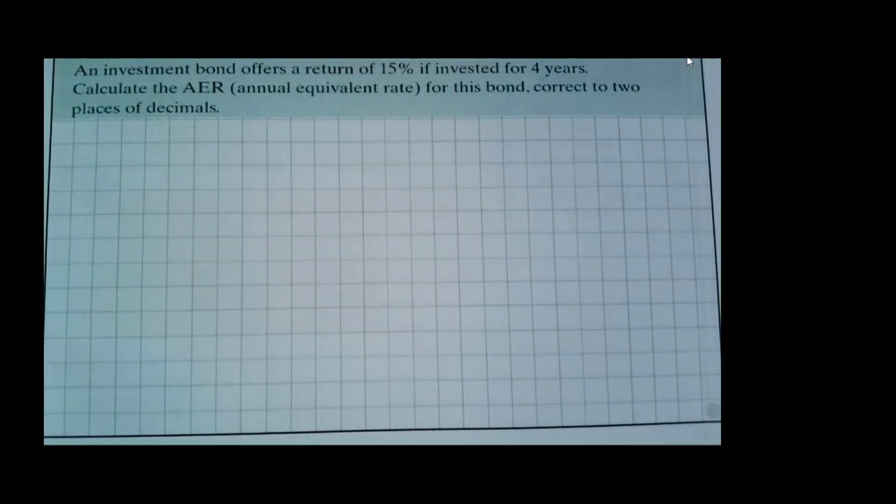Okay, so let's have a look at this question now. This isn't as straightforward a question about rates as the previous one, okay? But I want to show you exactly how we can apply the same strategy with a question like this and how to spot what to do. We have an investment bond that offers a return of 15% if invested for 4 years. Calculate the AER for this bond, correct to 2 places of decimals.